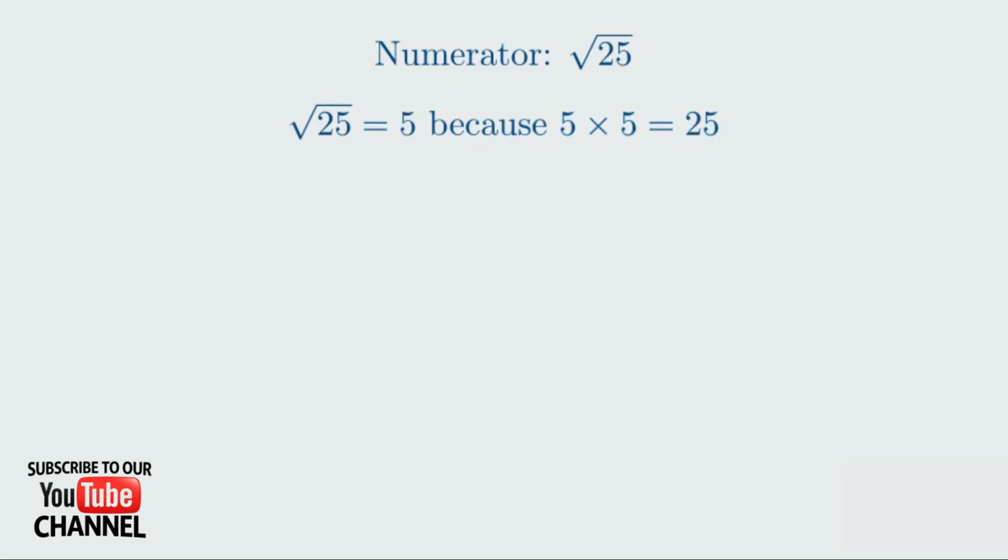Now, let's substitute this back into our expression. Our expression now becomes the quantity 5 over the sum of square root of 10 and square root of 5, all to the power of 10. We've made our first simplification. Next, let's look at the denominator.